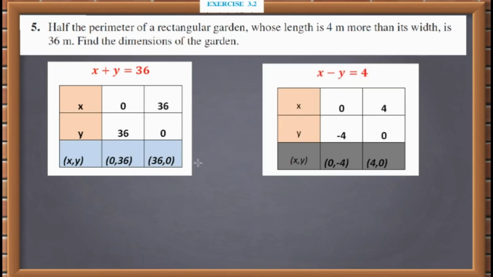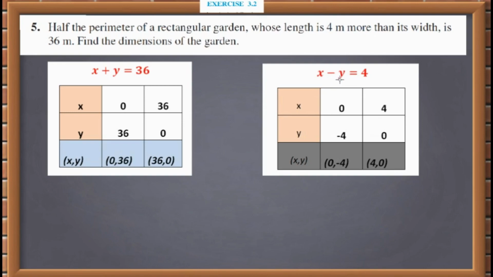Now we will see these points for the second equation, x minus y is equal to 4. When x is 0, I am replacing x value as 0. Minus y is equal to 4. So y is equal to minus 4. So the point is 0 comma minus 4. And now I assume y value as 0.